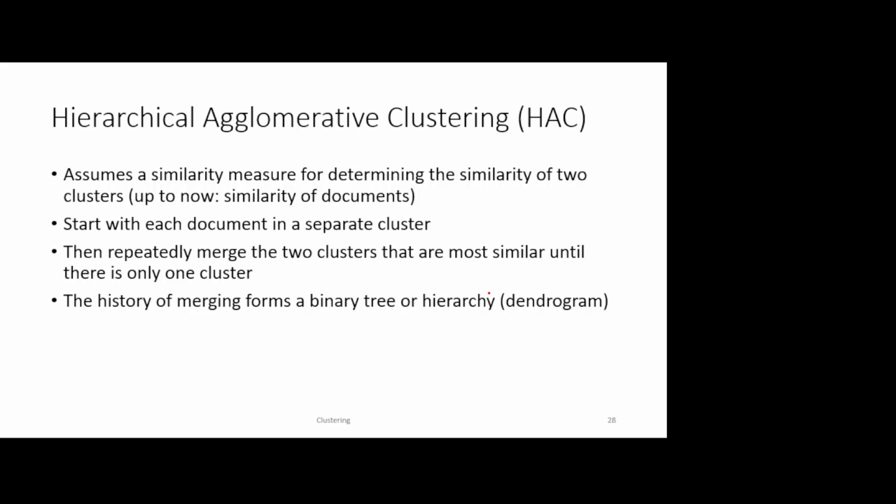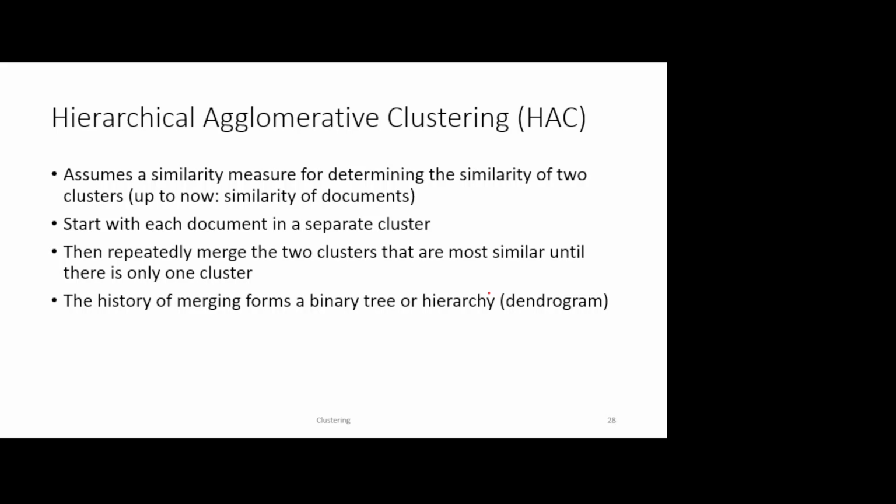Then we start with each data point as a separate cluster, so each data point is a cluster itself. Then we repeatedly merge the two clusters that are most similar. After they merge, we merge these two together into a bigger cluster. Just repeat until all the data points are merged together and you have only one cluster. So we call it agglomerative clustering.